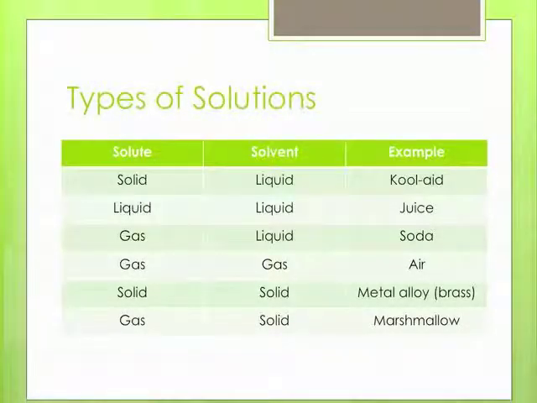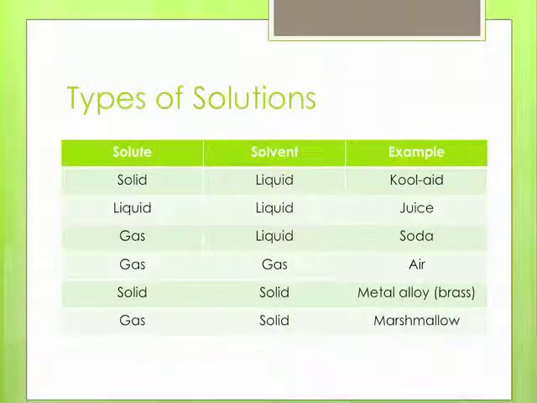Most of us only think of one type of solution. We think of a solid dissolved in a liquid, like Kool-Aid or like the salt water I talked about earlier. There are lots of different types of solutions. You can have a liquid dissolved in a liquid, like juice. When you make juice from concentrate using one of those cans, the juice in the can is the solute and the water you add is the solvent.